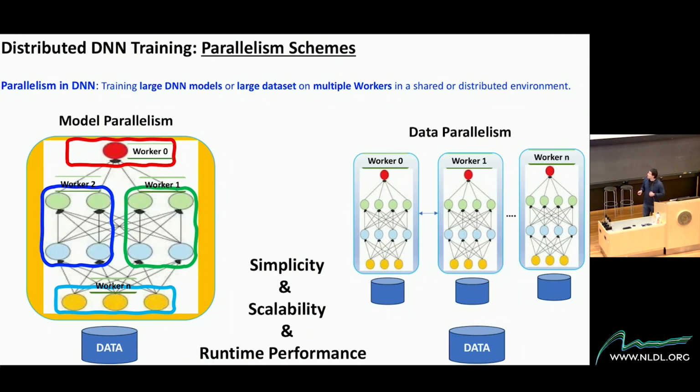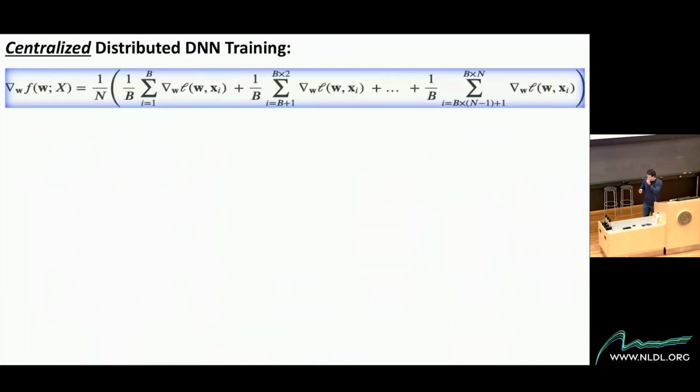So that's regarding the difference between model parallelism and data parallelism. So now we move to the architecture of centralized and decentralized distributed deep learning. So I guess you are familiar with this equation. That's the neural network gradient. In this case, I try to write it in a way that has a sum. The sum itself is split over the number of workers.